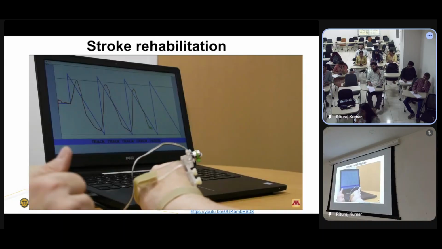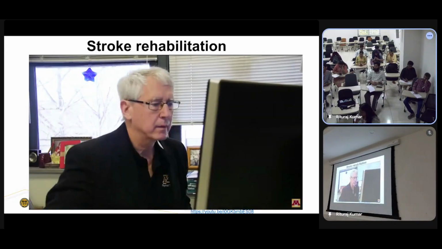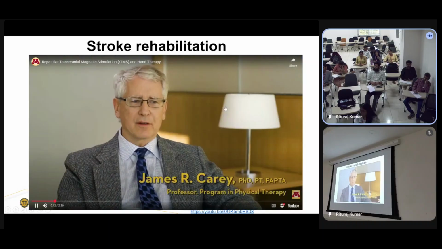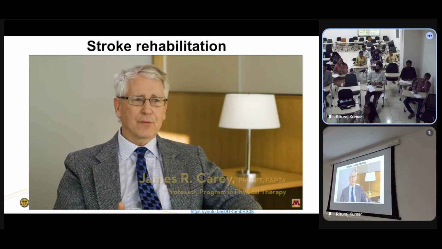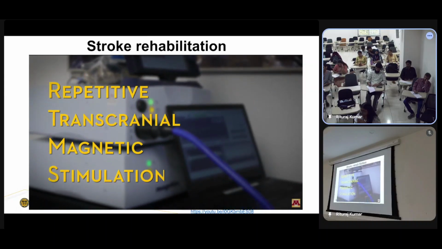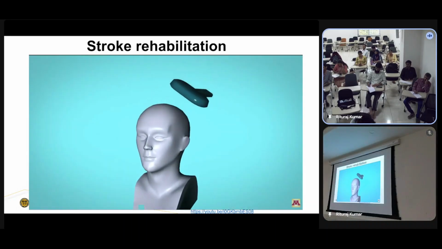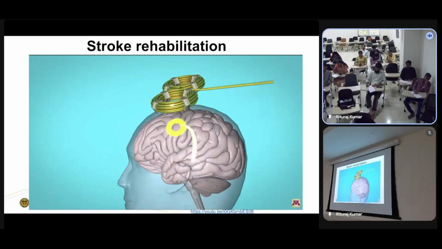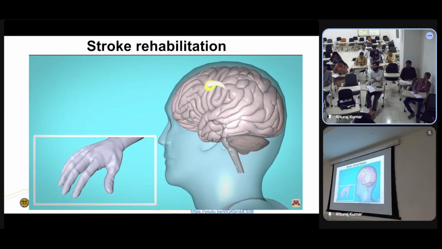The problem we're trying to solve in stroke is to help people have a higher recovery of hand function. The brain has been damaged by the stroke. We're trying to help those neurons that have been spared by the stroke, but have become dysfunctional from disuse. Repetitive transcranial magnetic stimulation is a way to stimulate the brain without surgery. This device stimulates the brain cells painlessly. There's no pain at all. We can change the excitability of these neurons so that they can be activated more easily by the person voluntarily.